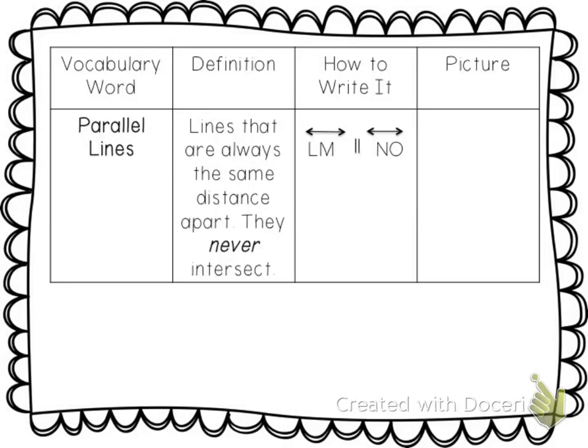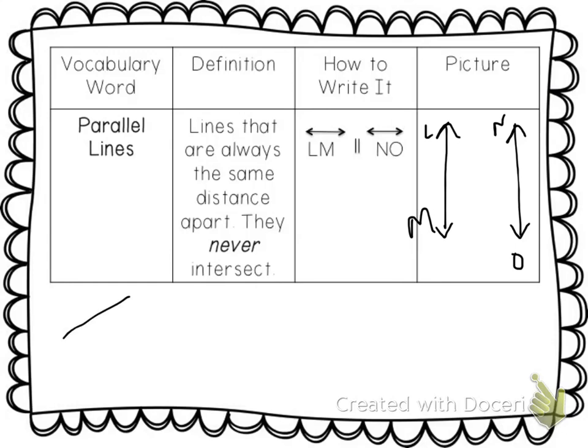Parallel lines are lines that are always the same distance apart and they never intersect. So if we have line LM and line NO, these lines are never going to cross. If they go on forever and ever, which we've learned that they do when they have those arrows, they're never going to cross each other. That's what makes them parallel.